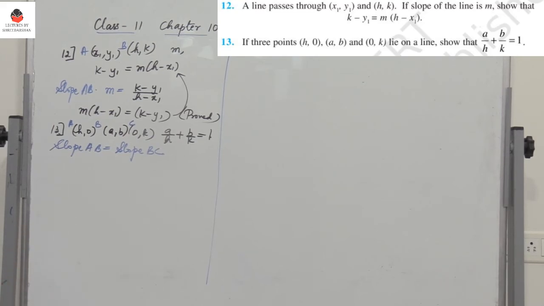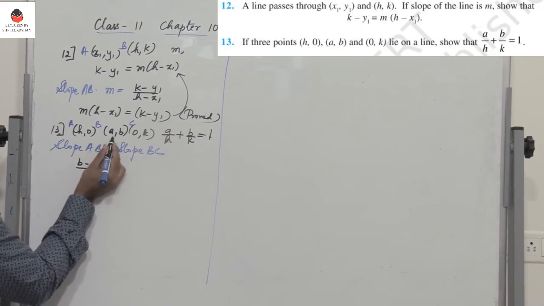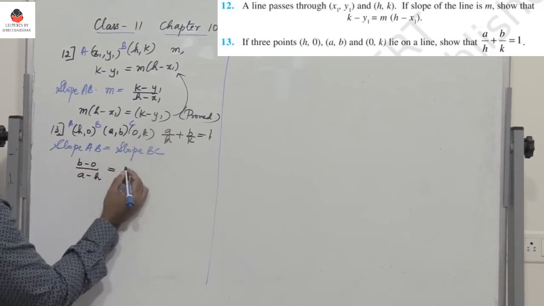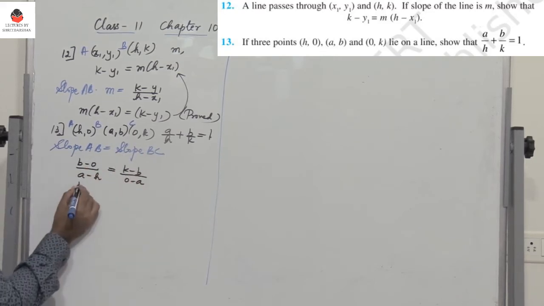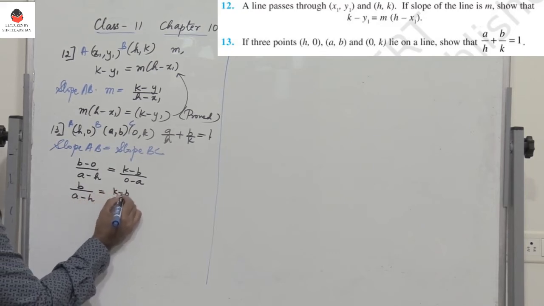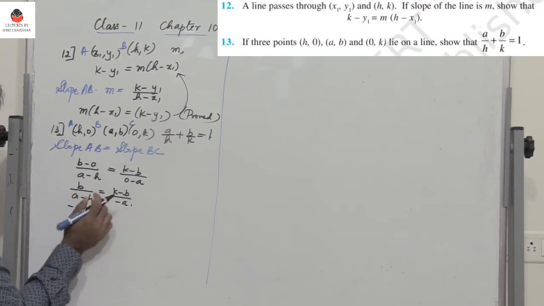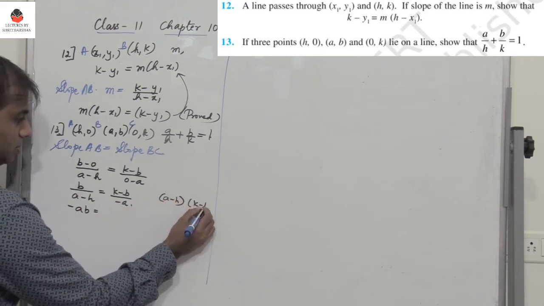So let me find slope AB. y2 minus y1, b minus 0, divided by x2 minus x1, a minus h. That should be equal to slope BC, k minus b divided by 0 minus a. So you get b by a minus h equals k minus b divided by minus a. Now cross multiply. So you have a minus h into k minus b here.